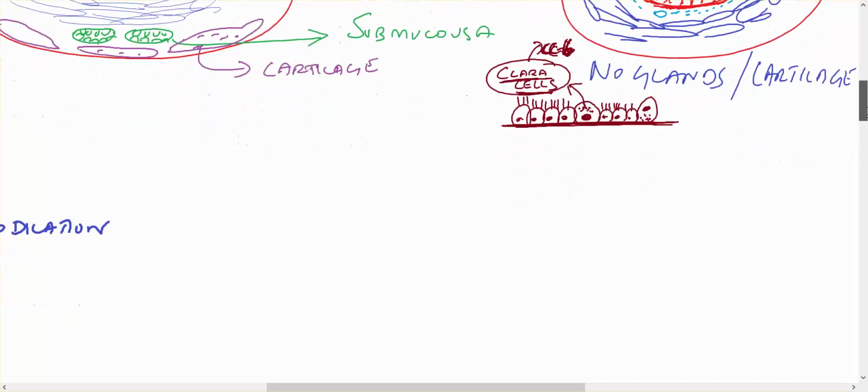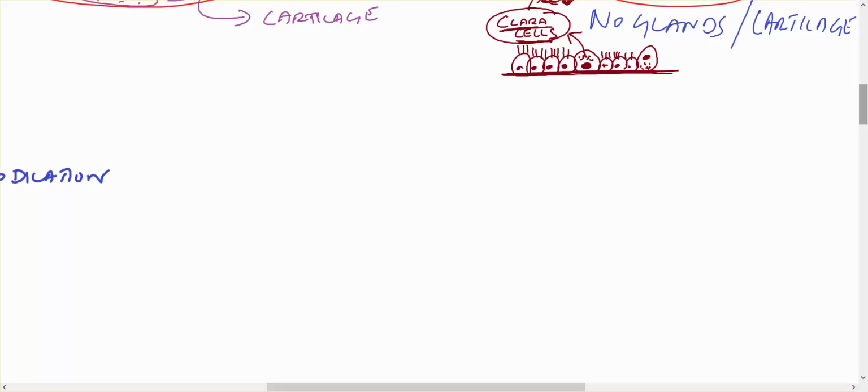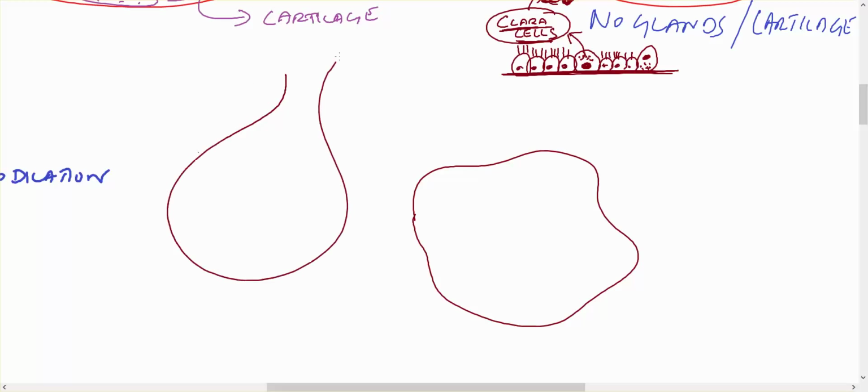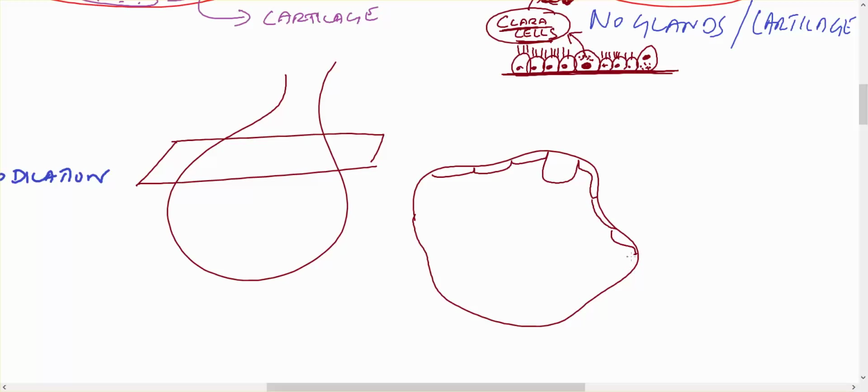Okay, now after the bronchiole, it goes to the alveoli. So now let's draw the alveoli. This is the alveoli. If you cut the alveoli like this, what will you see? You see an alveolus, right? From above, alveoli will look like this. These alveoli are lined by two types of epithelium. One is flat, the other one is cuboidal.